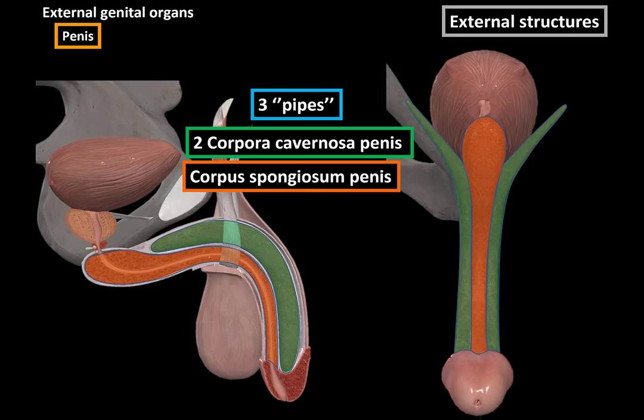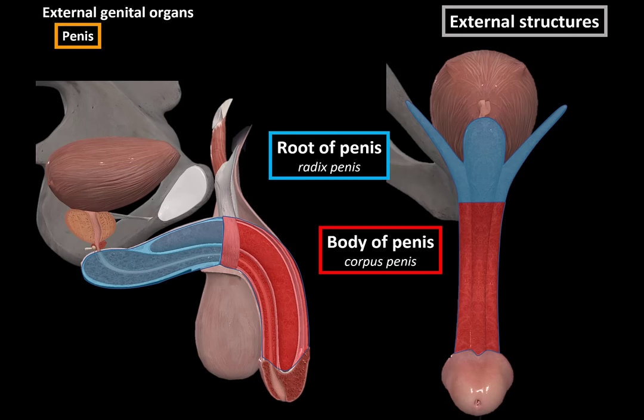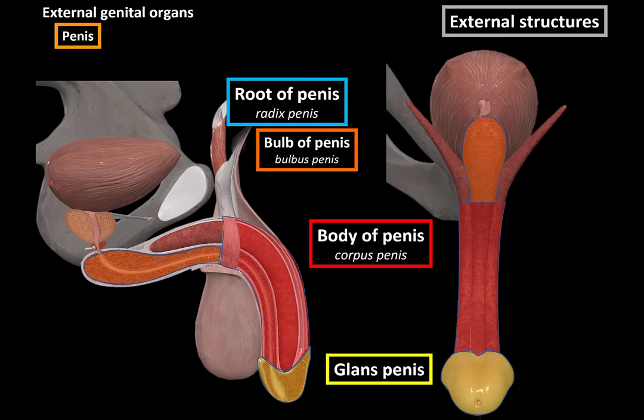The penis can be divided as the root of the penis, which is the inner part covered by the skin and the muscles. We have the body of penis, which is the external movable part of the penis beneath the pubic symphysis. And we have the glans penis, which is the anterior end. Now, the root of the penis consists mainly of the bulb of penis, which is the dilated part of the corpus spongiosum underneath the perineum, and two crura of penis, which are the paired internal part of the corpus cavernosum.